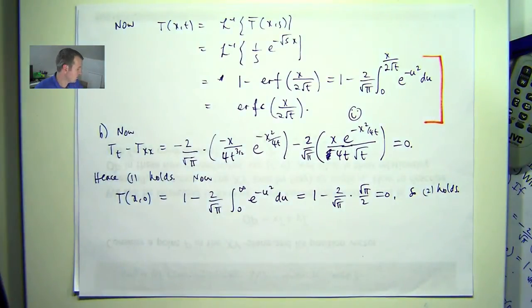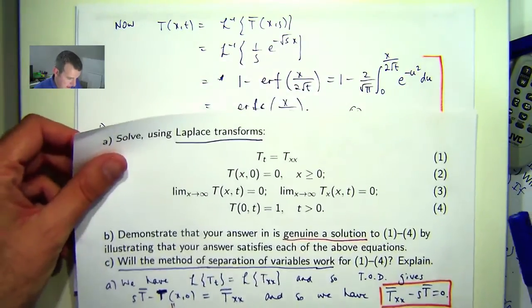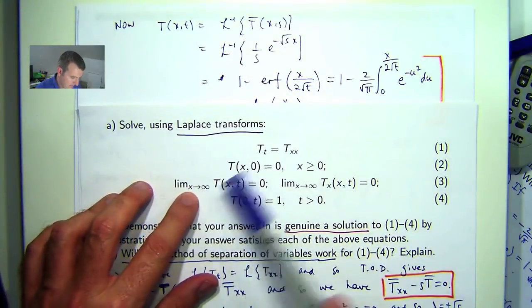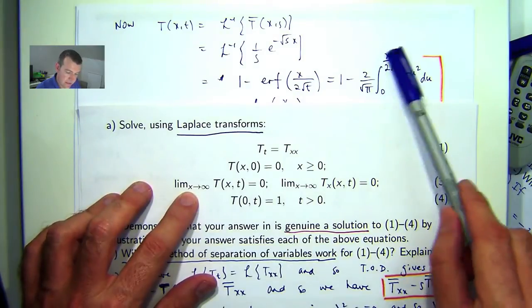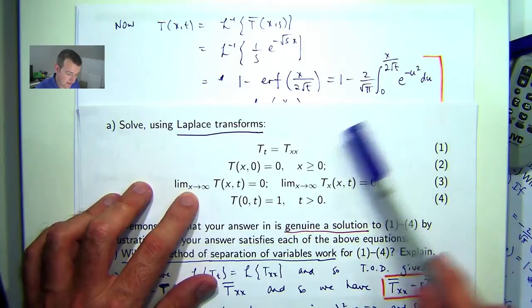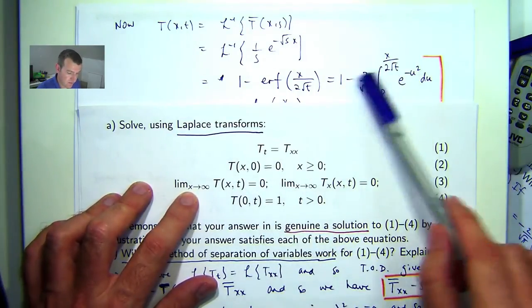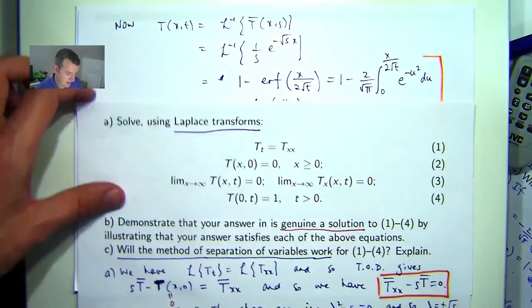Okay, what else have we got? Well, we've got these limiting conditions, so let's have a look at that. As x goes to infinity, this upper limit will go to positive infinity, so it'll be basically the same as this condition. We want it to be 0, and it will be because this will just be 1 minus 1.